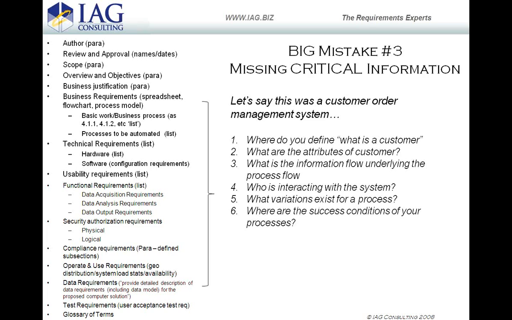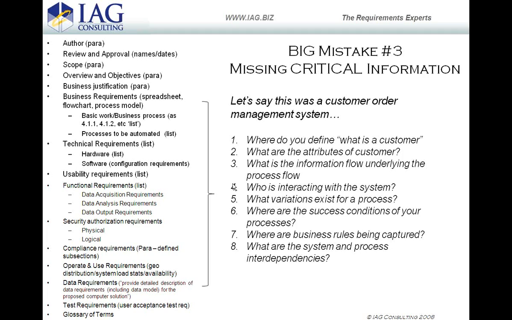What are the success conditions of your process? How do you know it was executed properly? So what you've got here is you've got user acceptance tests in a number of places. Well, how are you going to write that stuff if you don't know what the success conditions of your process are? Where are business rules being captured? We don't know, right? It could be here, it might not be here. Where are the system and process interdependencies? Don't know. And again, it might be here.